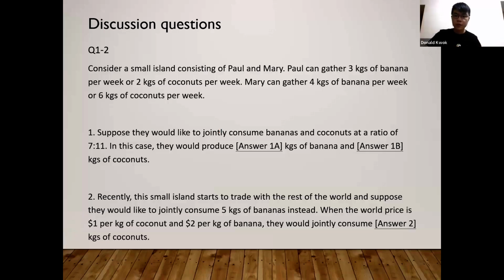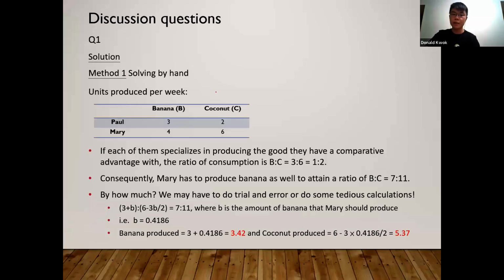They would like to jointly consume banana and coconut at a ratio of 7 to 11. What will be the banana production and coconut production respectively? I introduced two methods to solve question 1. The first method is to solve it by hand mathematically, while method 2 is to use GeoGebra, the mathematical software, to help us deal with this problem.